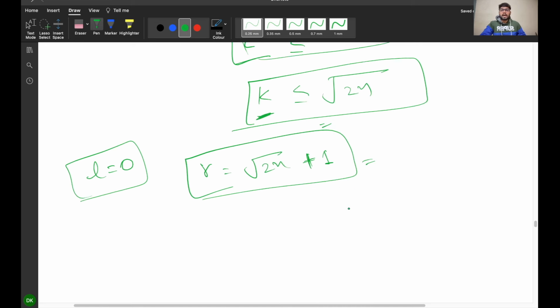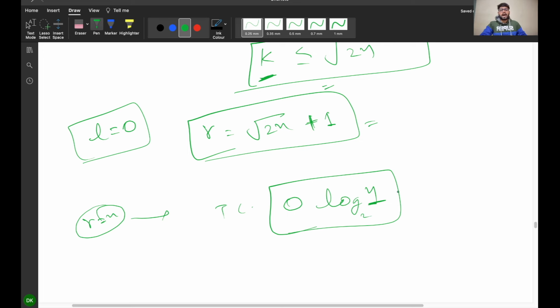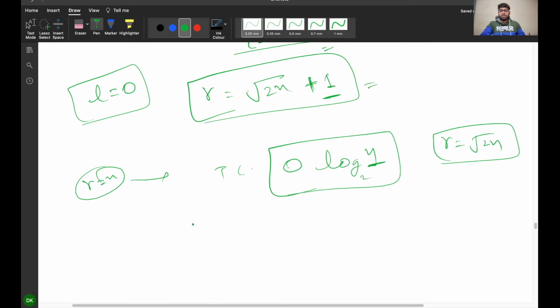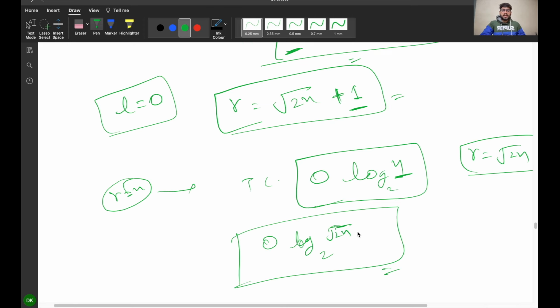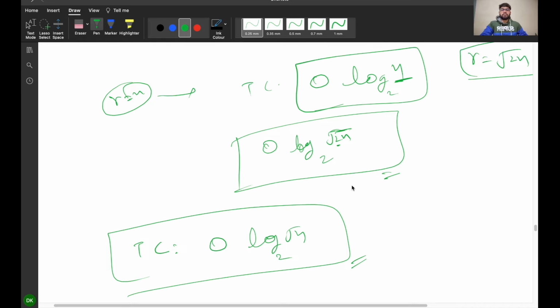And what would be the overall time complexity? If I'm taking R equal to n, then our time complexity would be big O of log n to the base 2. But here R is not n. If I am ignoring the coefficient, R is root 2n. So the overall time complexity would be big O of log root 2n. And again, if you want to ignore this arbitrary constant, then the updated time complexity would be big O of log root n to the base 2. So this is the overall time complexity for this efficient approach.